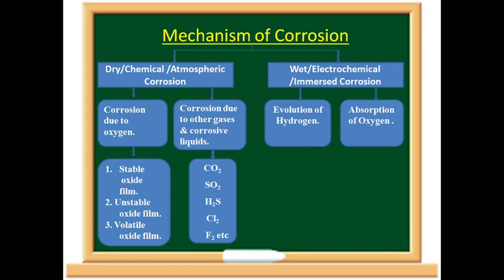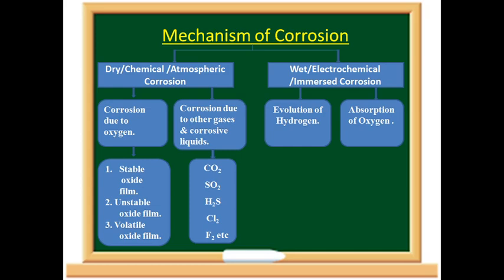Mechanism of corrosion is divided into two categories. There can be a dry corrosion, there can be a wet corrosion. So dry corrosion is also called chemical corrosion, or atmospheric corrosion. The other type of mechanism of corrosion is wet, electrochemical, or immersed corrosion. Now this dry, chemical or atmospheric corrosion occurs due to two reasons.